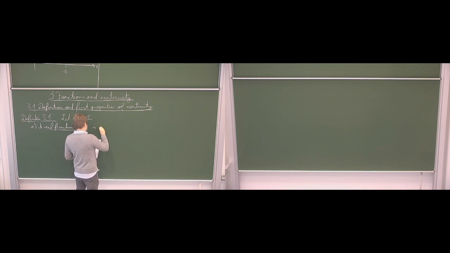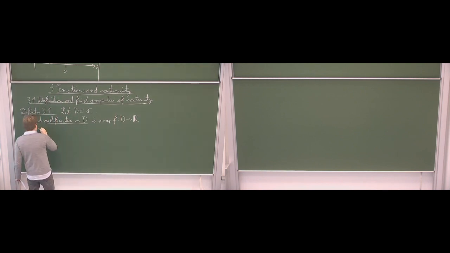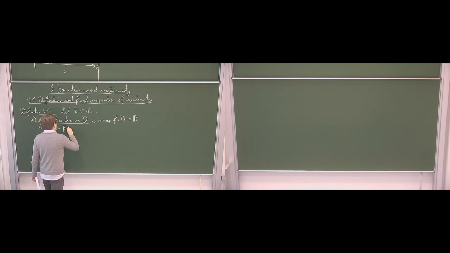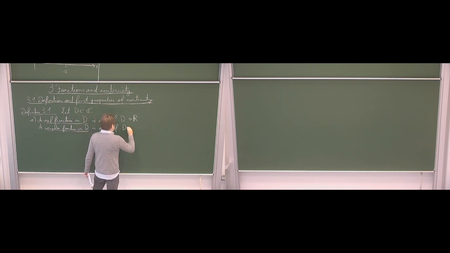is nothing but a map f from D to the real numbers. And now you can guess what I will write next. A complex function on D is a map f from D to the complex numbers.